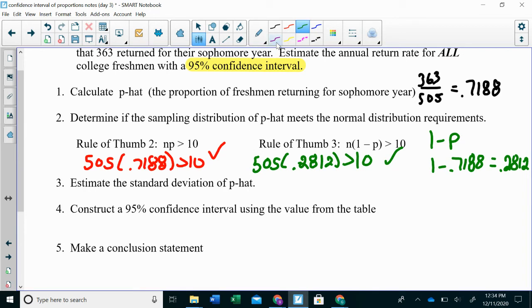Right. Now let's estimate that standard deviation of p hat. Now we're going to use that square root formula: 0.7188 times parentheses 0.2812, and then all of that divided by our sample size of 505.